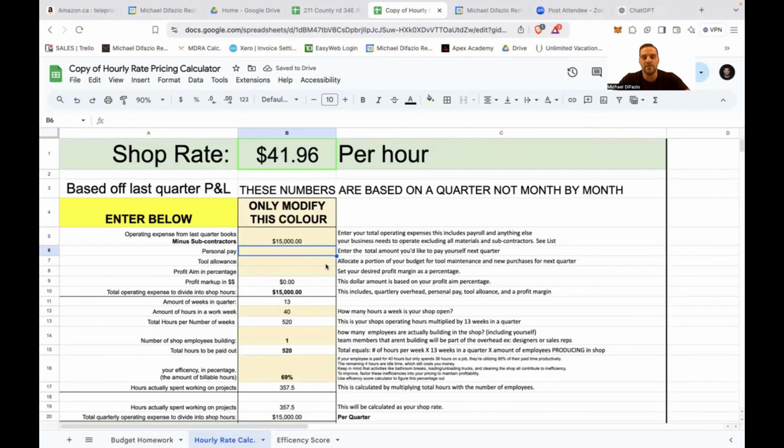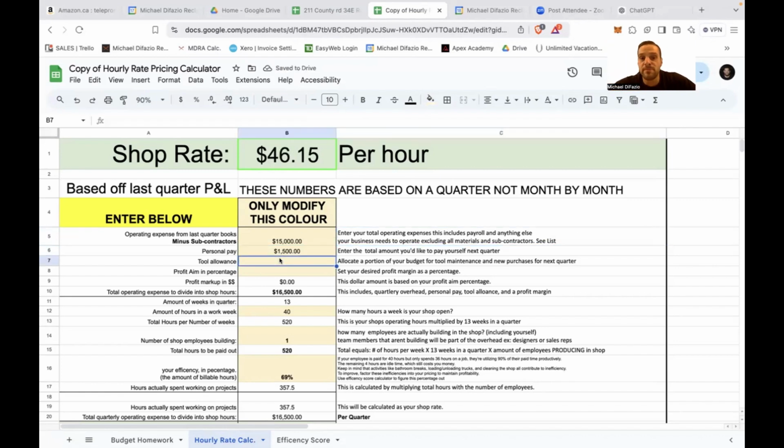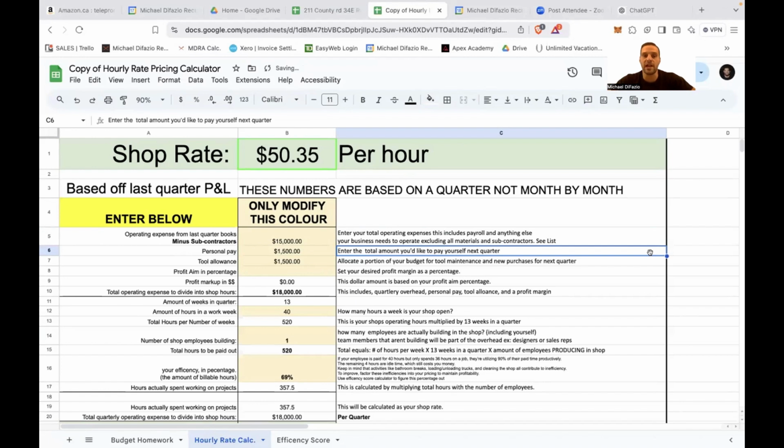We're gonna go back over here. That's gonna be 1,500 because we're talking about a quarter here. Every quarter we're gonna do this. How much do you want to spend on tools a quarter, right? So if you want to spend $500 a month, that's $1,500 a quarter for your tool allowance.